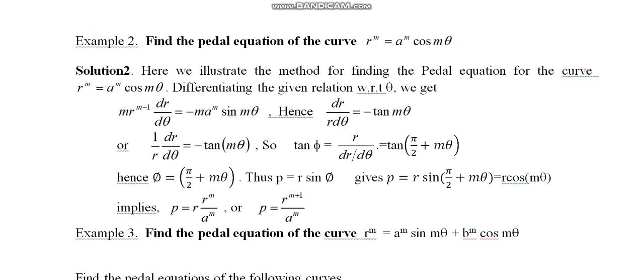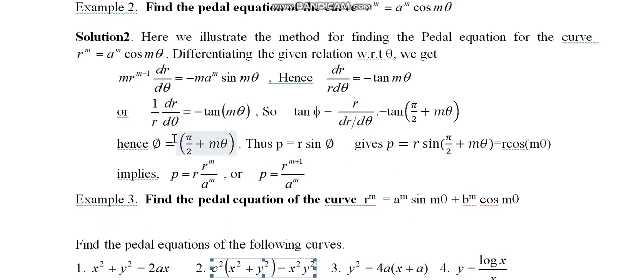So find the pedal equation of the curve r to the power m is equal to a power m cos m theta. Here we have taken the given equation of the curve r to the power m is equal to a power m cos m theta. Differentiate with respect to theta. So we have on the LHS m into r to the power m minus 1 into dr by d theta, which can be replaced by r dash. dr by d theta is equal to minus m into a power m sin m theta, and hence we have dr by d theta divided by r is equal to minus tan m theta.